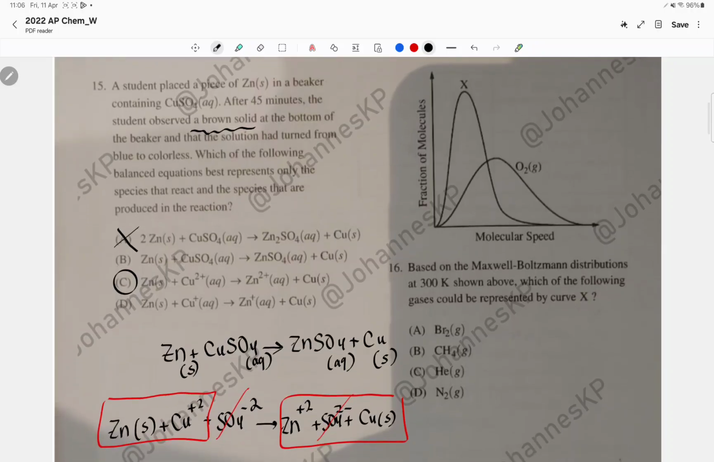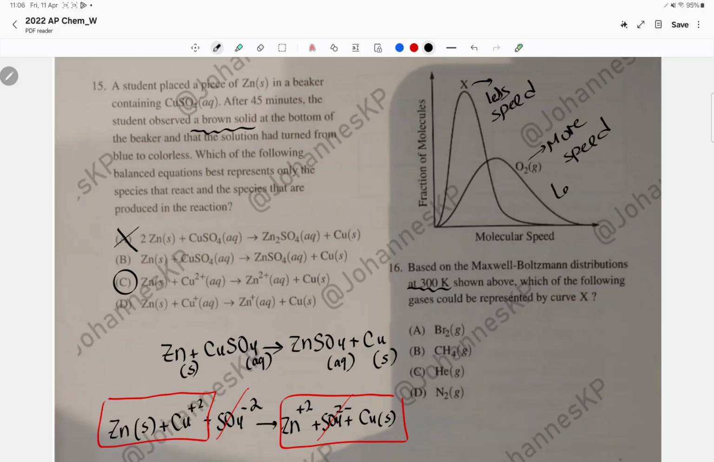Okay, so which one here has more speed, O2 or X? O2, right? So O2 here has more speed. Right. So X has less speed. But they're at the same temperature of 300 Kelvin. So how would something have more speed?